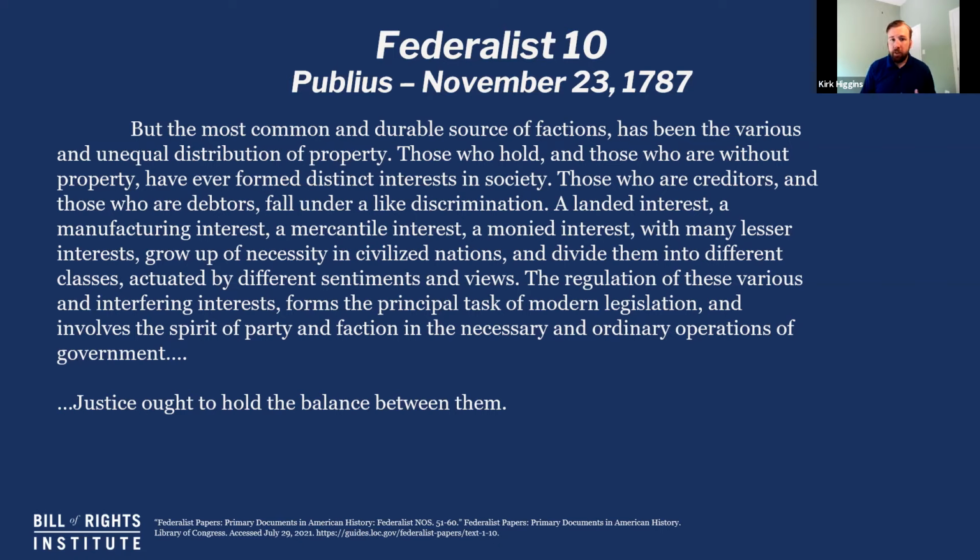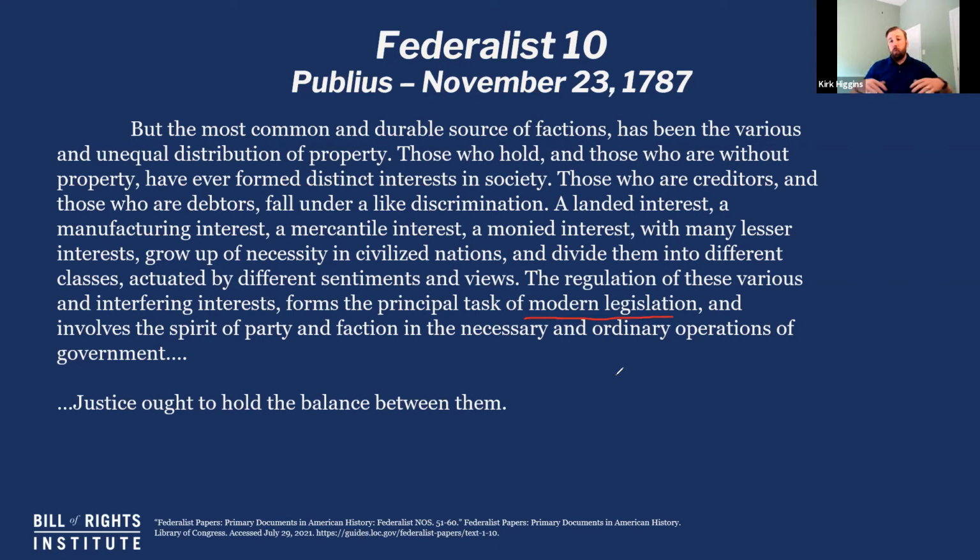Here, Publius is saying, look, this is something that exists. There's always going to be these different interests existing within our society because we all have these different attainments in land and in property and in interests, mercantile interests, money interests. And he says the regulation of these various things is actually the task of the modern legislation, he says, involves the regulation of these various interests.